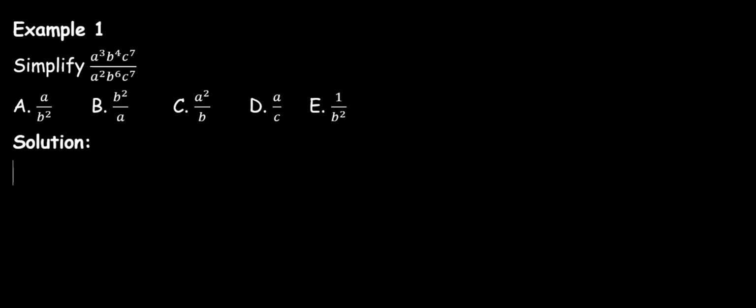Simplify a raised to power 3, b raised to power 4, c raised to power 7 all over a raised to power 2, b raised to power 6, c raised to power 7. The options are given: A, a over b squared; B, b squared over a; C, a squared over b; D, a over c; E, 1 over b squared. Solution. We operate the indices of each base letter accordingly.